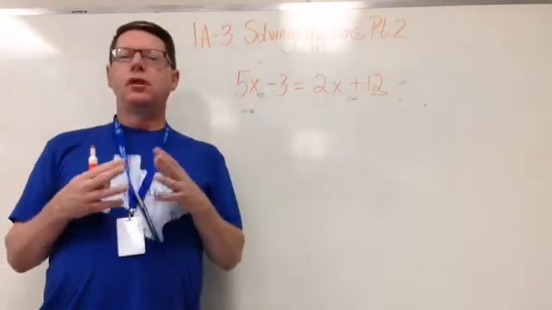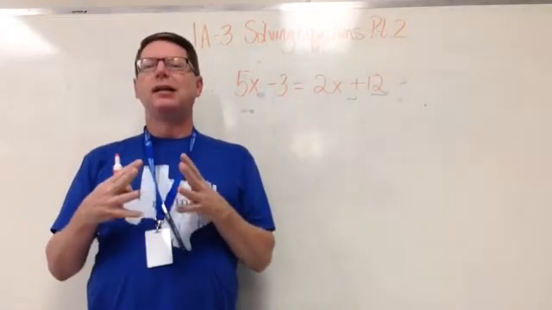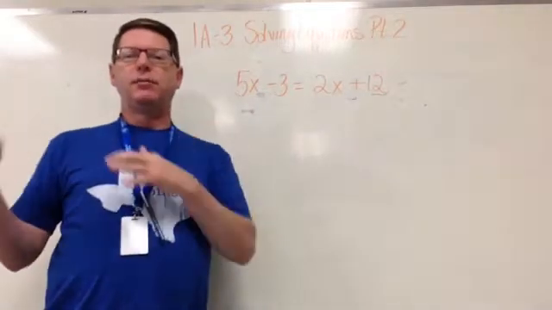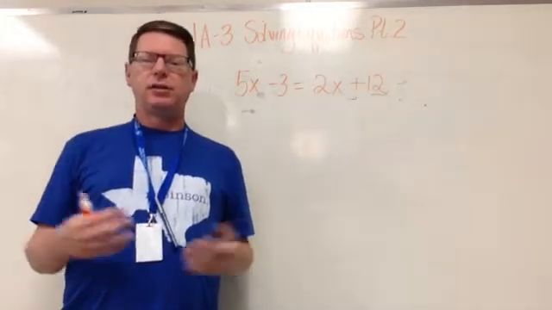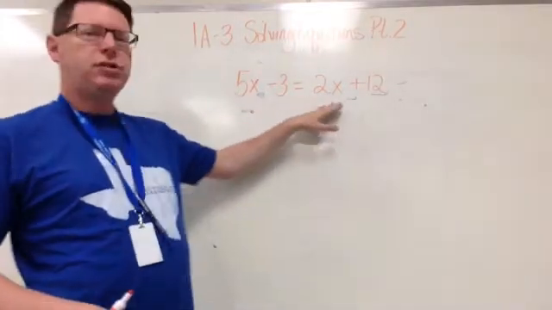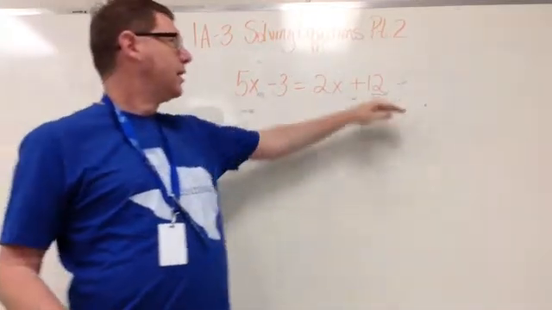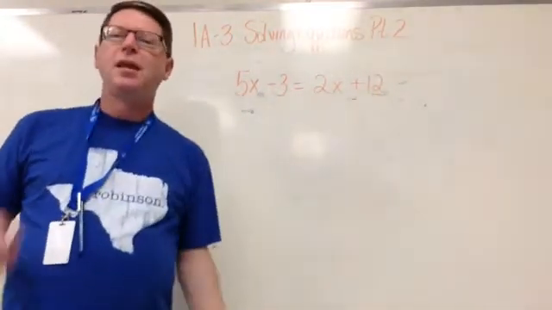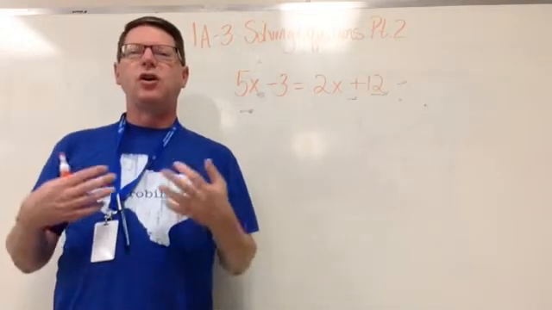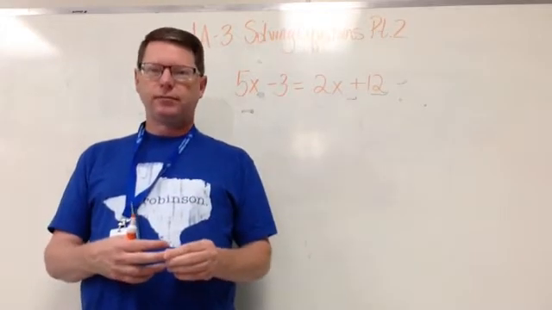Okay, so today's big topic is having variables on both sides, and when I say both sides I mean both sides of the equal sign. So we're looking at variables on both sides of the equal sign and how do we solve an equation that has those. So the first thing I notice is I've got 5x minus 3 equals 2x plus 12. Okay, so I've got some x's on the left hand side and I've got some x's on the right hand side. My strong recommendation to you is to always start with the variable with the smallest coefficient.